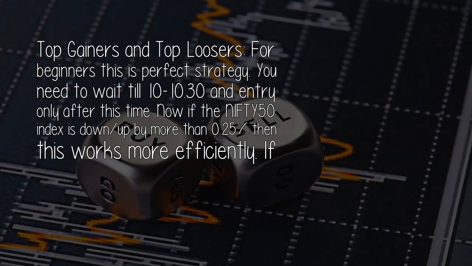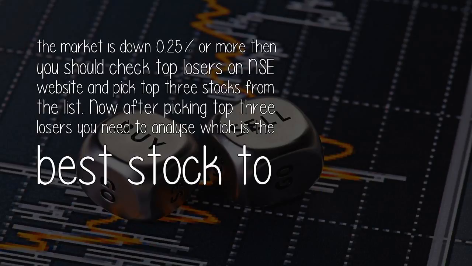Top gainers and top losers. For beginners this is a perfect strategy. You need to wait till 10 to 10:30 and enter only after this time. If the Nifty 50 index is down or up by more than 0.25%, then this works more efficiently. If the market is down 0.25% or more, check the top losers on the NSE website and pick the top 3 stocks from the list.